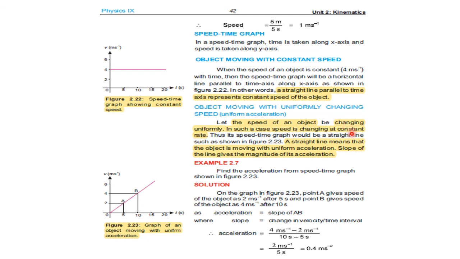Now come to the fourth line. A straight line means that the object is moving with uniform acceleration. Slope of the line gives the magnitude of its acceleration. Now also mark figure 2.23, graph of an object moving with uniform acceleration.